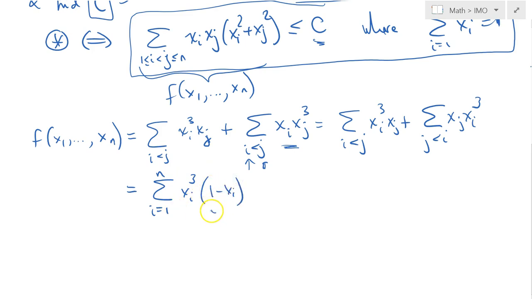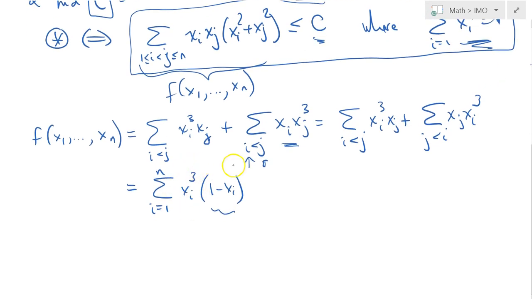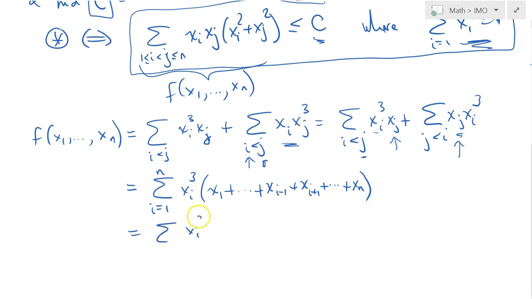x_i. What I mean from here is that, recall that the sum of all the x_i's is equal to 1, so x_i cubed will have all the coefficients greater than i in front of it, and also all the ones less than itself. So as a result, it will have everything except x_i. If you want, let me write it that way: x_1 plus all the way to x sub i minus 1, plus x sub i plus 1 all the way to x sub n, but that's simply equal to the sum of x sub i cubed, i from 1 to n, times 1 minus x sub i.